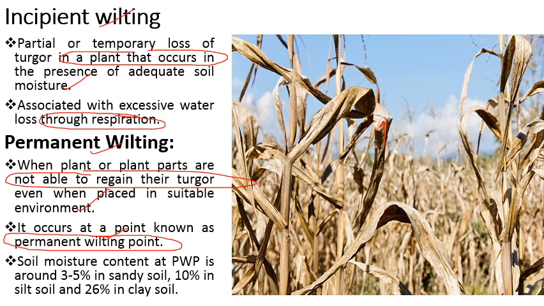Next, soil moisture content at the permanent wilting point is around 3 to 5% in sandy soil, 10% in silt and 26% in clay soil. So these are the figures for different types of soils and their permanent wilting points.